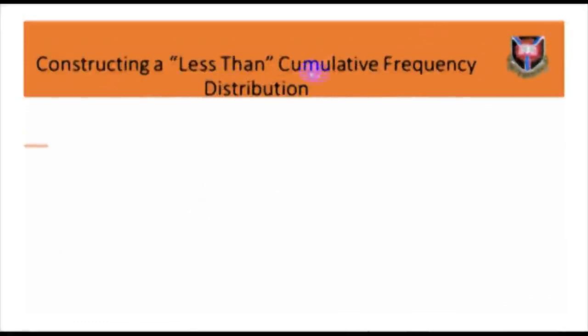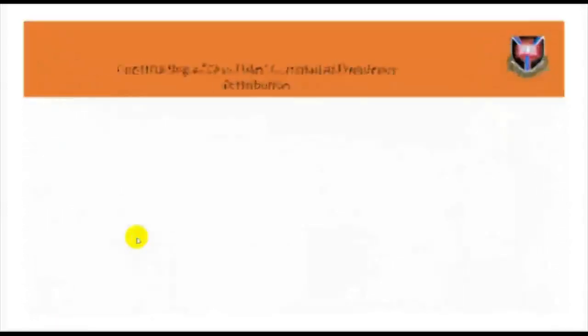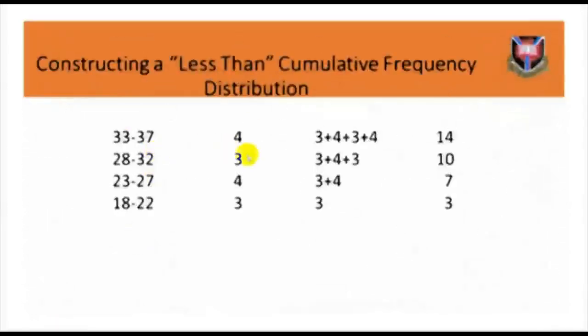Constructing a less than cumulative frequency distribution. It is very much similar to the more than cumulative frequency distribution, except that we now begin to cumulate the frequencies from the bottom class interval. As shown in Table 9.1, there are 3 employees whose performance scores are between 18 and 22 or less. 3 therefore appears at the bottom of the less than cumulative frequency column for the interval 18 to 22.